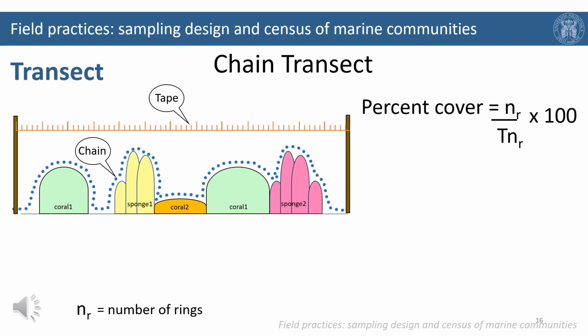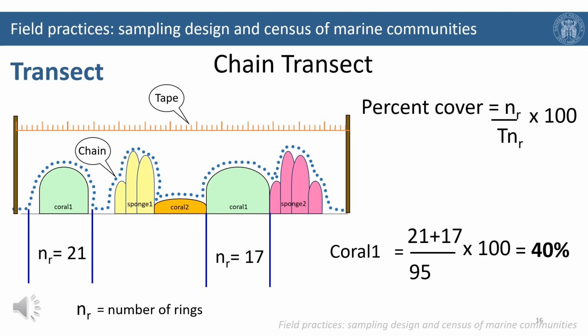A chain transect is performed using a tape and an iron chain. The tape is stretched over the studied reef, while the chain follows the exact profile of the organisms. Percentage cover is given by counting the number of rings used to profile each organism, and dividing by the total number of rings of the chain. For example, percentage cover of coral 1 is given by the number of rings profiling coral 1, that is 38, over the total number of rings, that is 95.